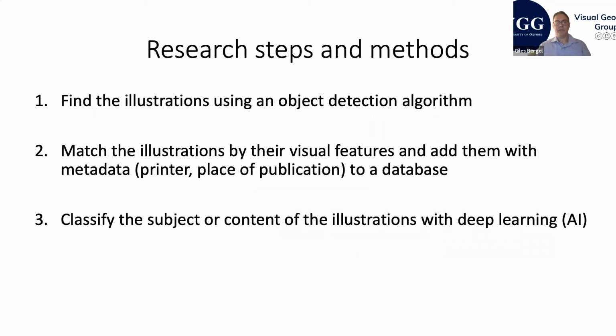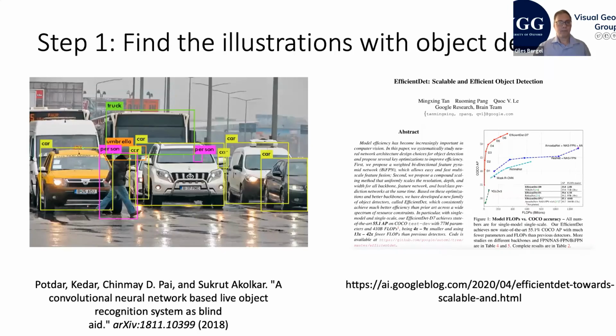The steps and methods that I adopted for this work are: 1, to find the illustrations using an object detection algorithm; 2, match the illustrations by their visual features and add them with metadata, printer, place of publication, and other terms, to a database; and 3, classify the subjects or content of the illustrations with deep learning. And I'll explain what all those methods are and how they're being used in this project to these ends. So, object detection, first of all, in order to find the illustration.